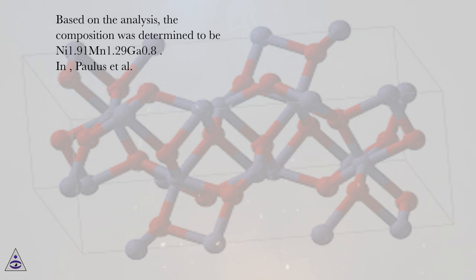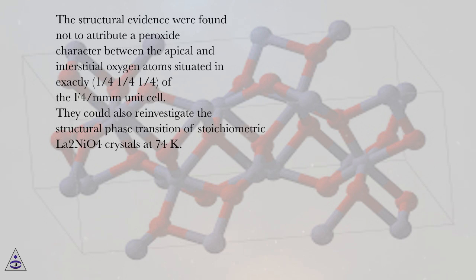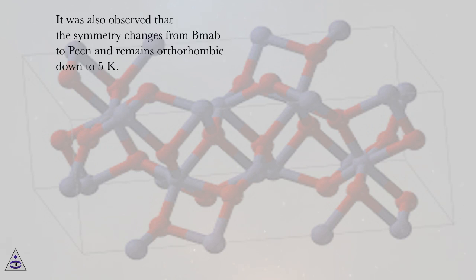N. Paulus et al. have used a single crystal neutron diffraction technique to understand the structural evolution of electrochemically oxidized La2NiO4+δ crystals as a function of temperature during oxygen intercalation, and to better understand the disorder of the apical and interstitial oxygen atoms. The structural evidence was found not to attribute a peroxide character between the apical and interstitial oxygen atoms situated in exactly 1/4 of the F4/mmm unit cell. They could also reinvestigate the structural phase transition of stoichiometric La2NiO4 crystals at 74 K. It was also observed that the symmetry changes from Bmab to Pccn and remains orthorhombic down to 5 K.